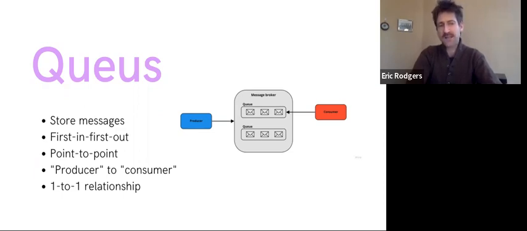Unlike REST APIs, though, the message broker guarantees that messages will not be lost in case of failure of the consumer, because they're stored safely in the queue. You can think of queues like this.